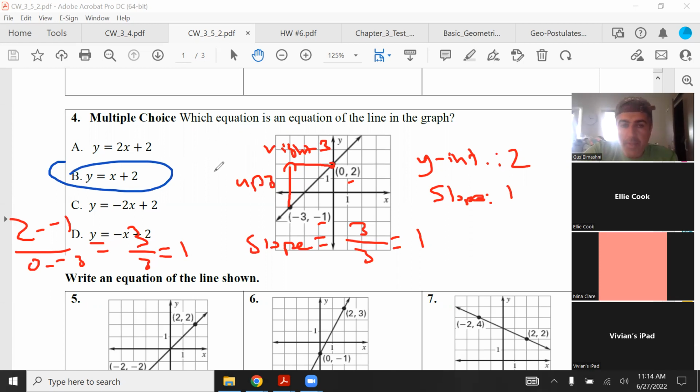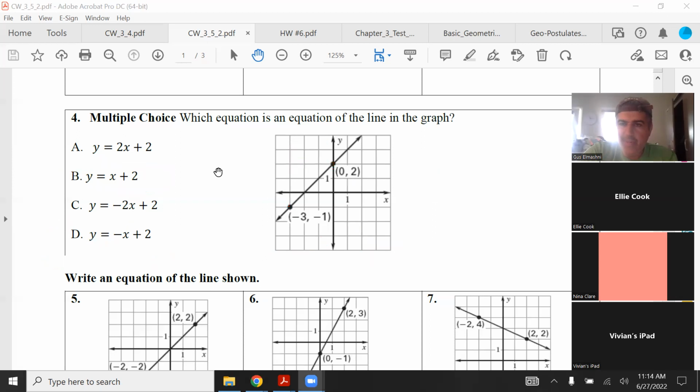Or you could plug in points. If you plug in 0 for x, you should get 2 for y. Plug in negative 3 for x, you should get negative 1 for y. You can do that also, work backwards. But yeah, just looking at the graph is pretty easy to tell.